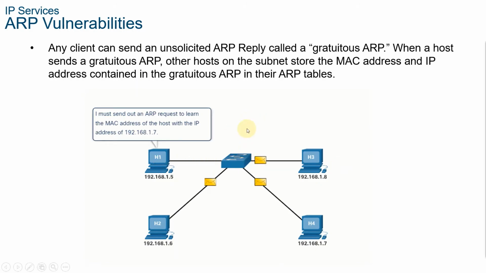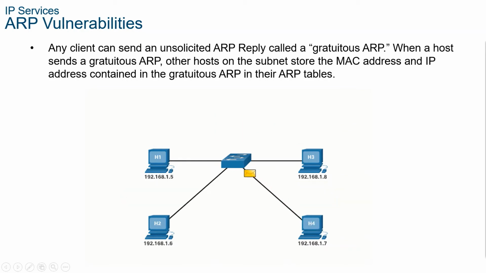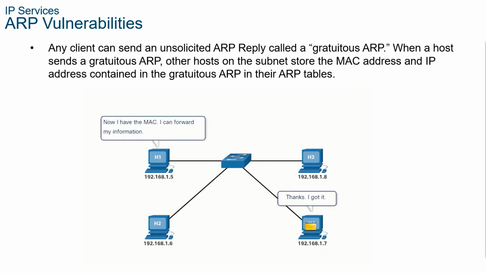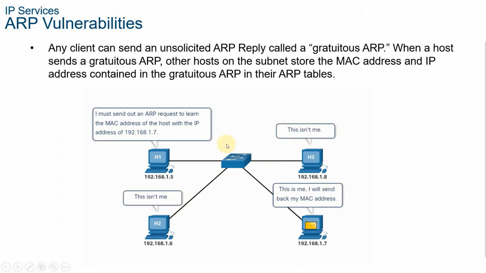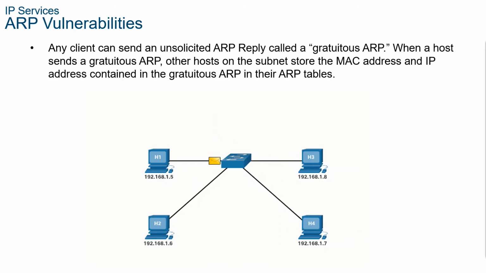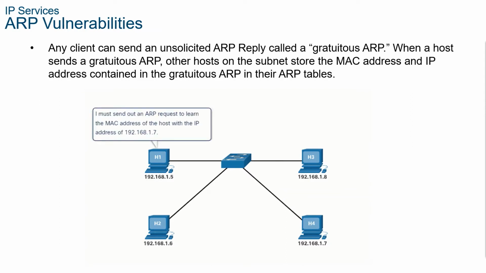Any client can send an unsolicited ARP reply called a gratuitous ARP. This is often done when a device first boots up to inform all other devices on the local network of the new device's MAC address. When a host sends a gratuitous ARP, other hosts on the subnet store the MAC address and IP address contained in the gratuitous ARP in their ARP tables.